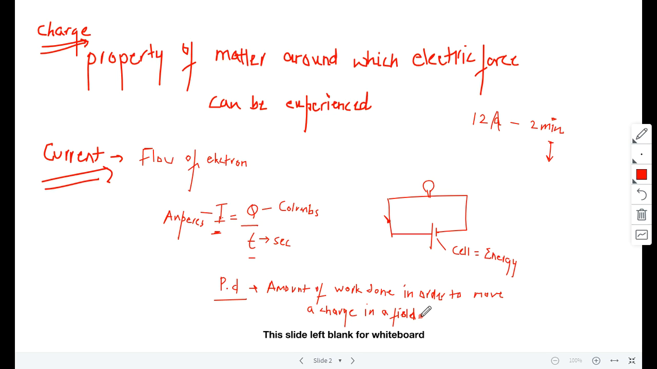So I haven't written that from one point to another point. Just write the definition. It's the amount of work done in order to move a charge in a field from one point to another, or it's better if you write the amount of work done in order to move a charge from one point to another point in a given field. Okay, that's potential difference. Now you tell me, what's the unit of potential difference?